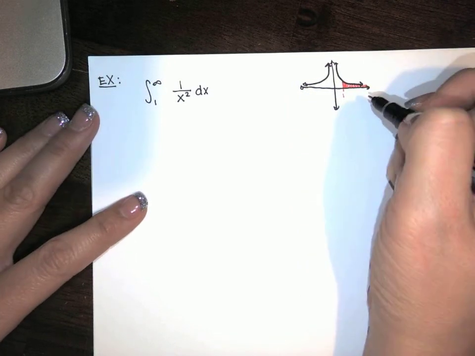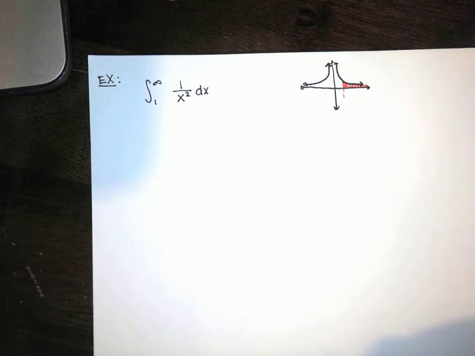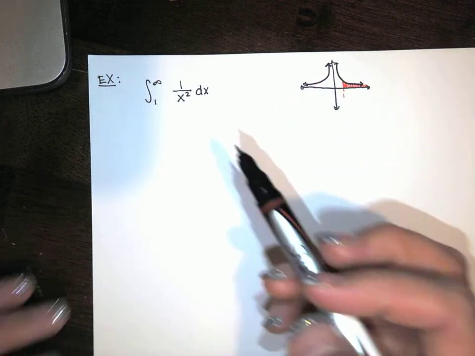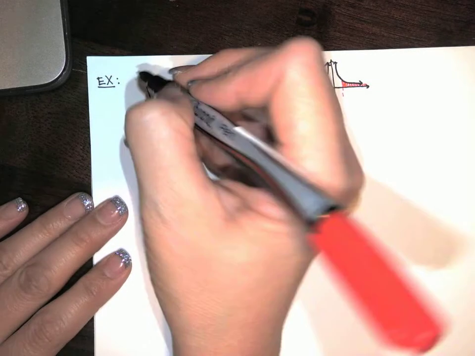The question is, is that area finite? Well, I don't know. This is an improper integral. It's not playing by the rules. I've got to do something else. So I'm going to define this as a limit. All improper integrals are defined as limits.